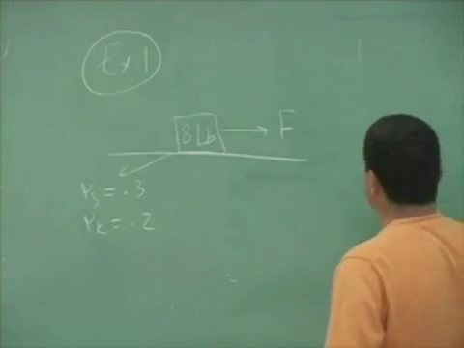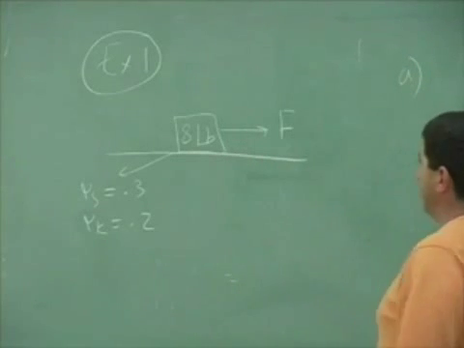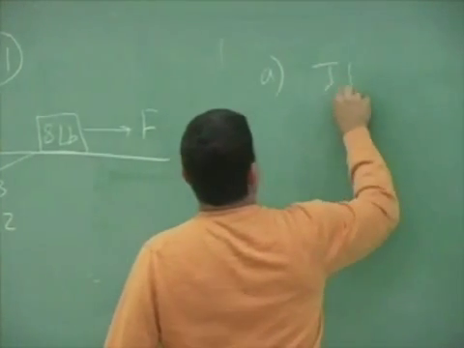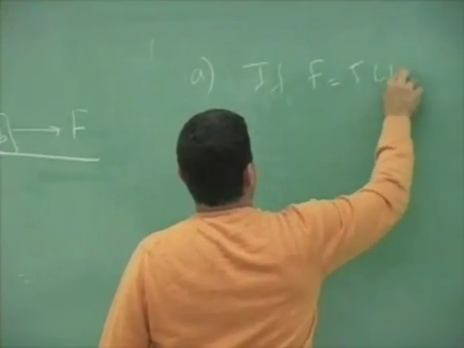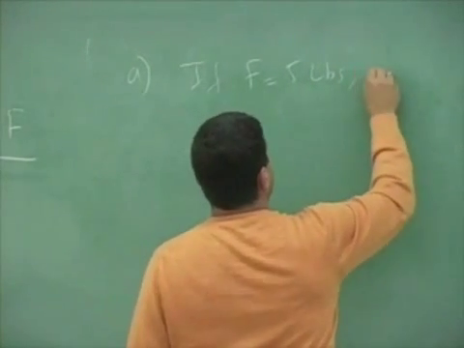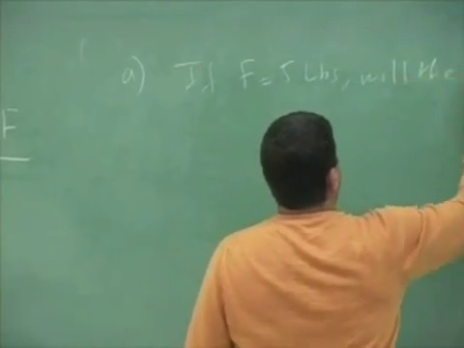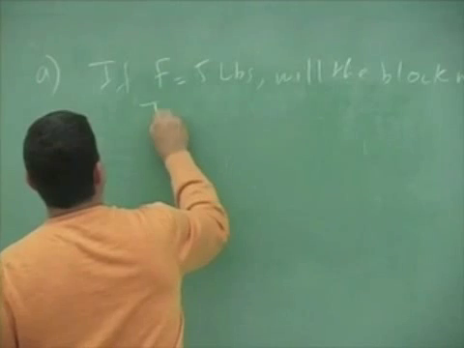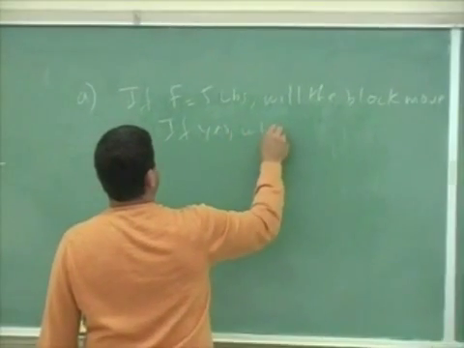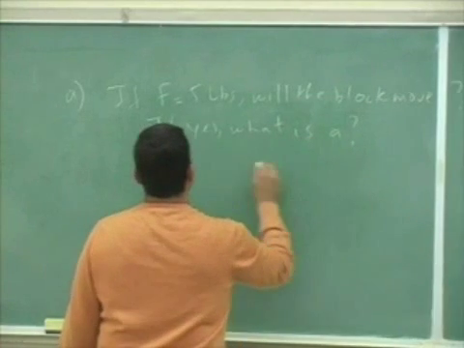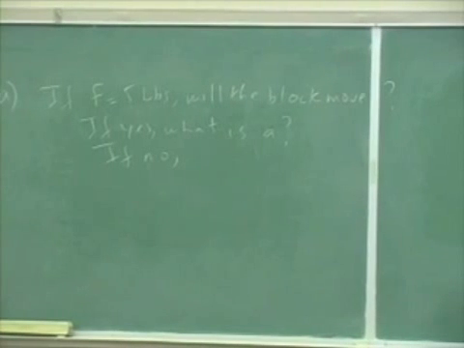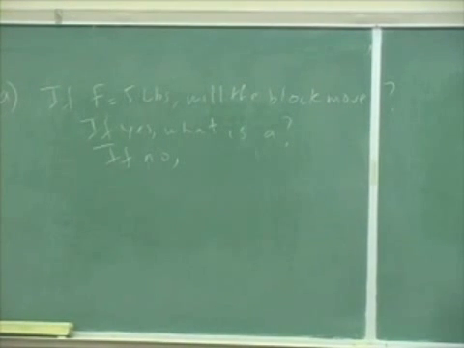Okay, we can say part A here. If the force F is equal to 5 pounds, will the block move? If yes, what is its acceleration? If no, then what is the friction force? What is the magnitude of the friction force that is preventing it from moving?